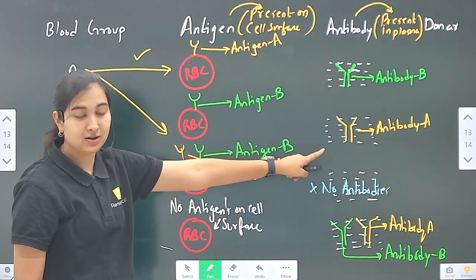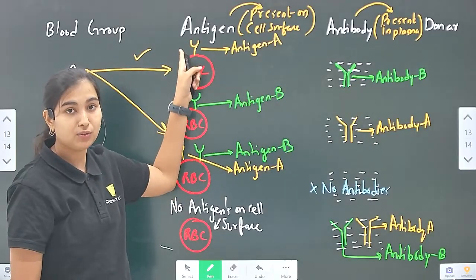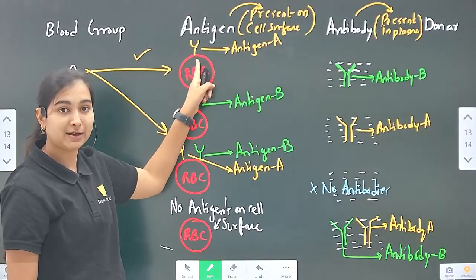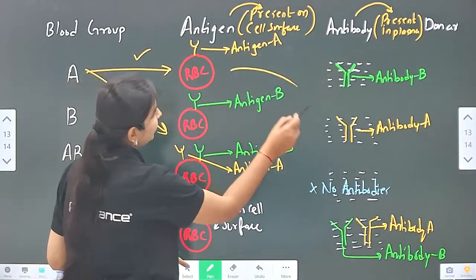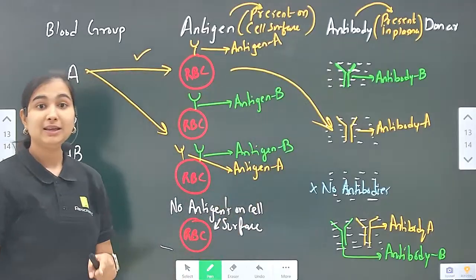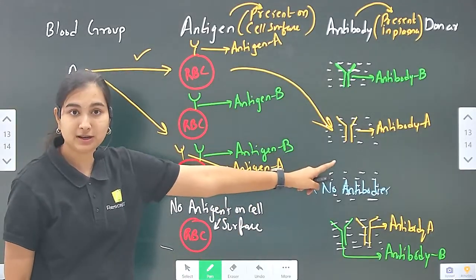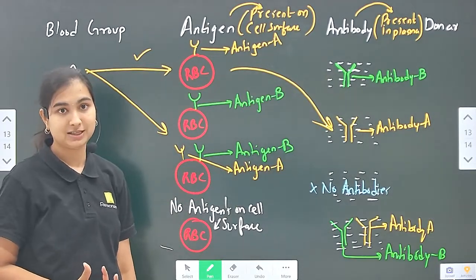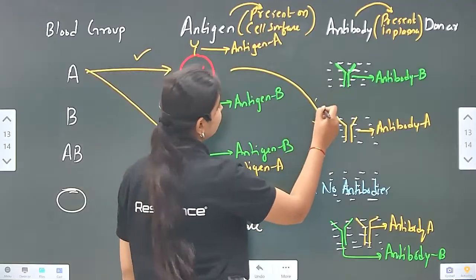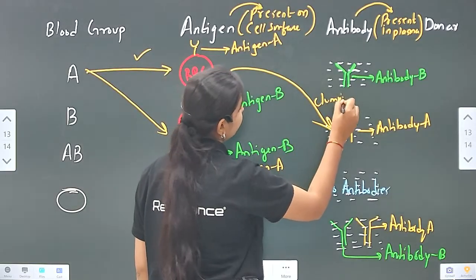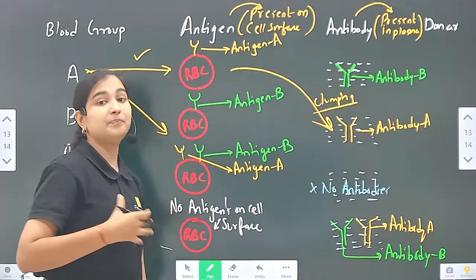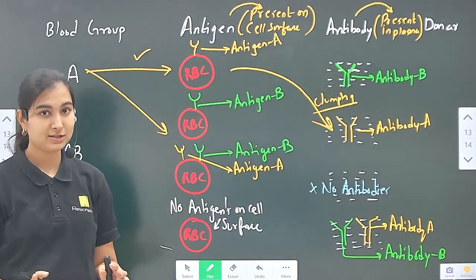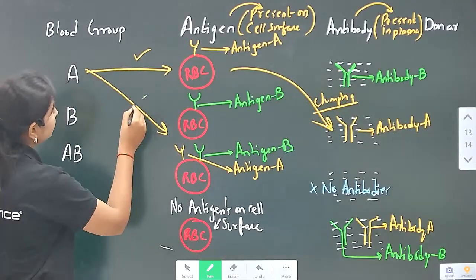Now, just imagine the blood group A, where the RBC contains the A antigen, enters into the plasma. What will happen? The antigen and antibody would react and it would result in clumping of the blood. Is it advised for receiving or donating the blood? No, right? So here the A cannot donate the blood to B.